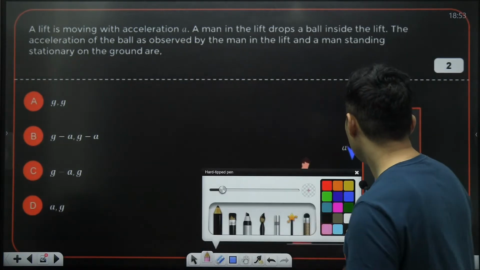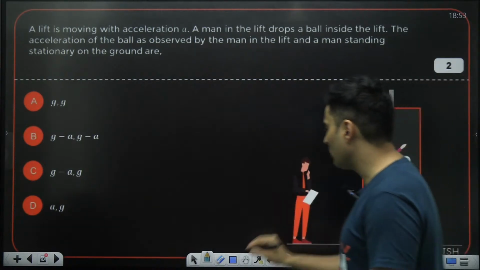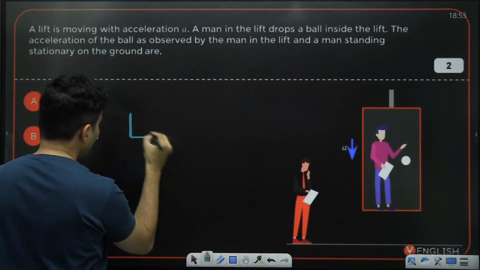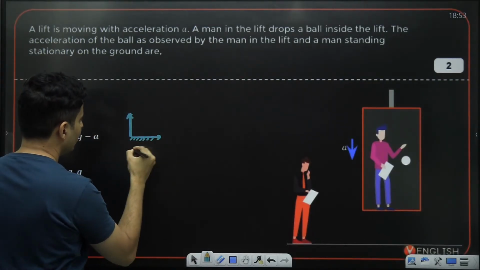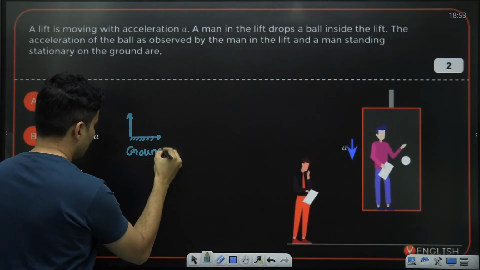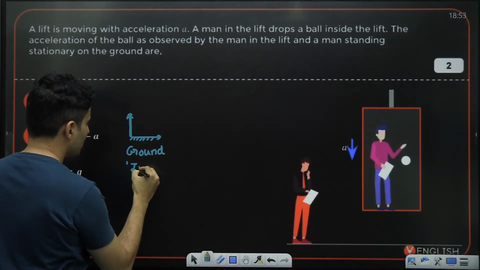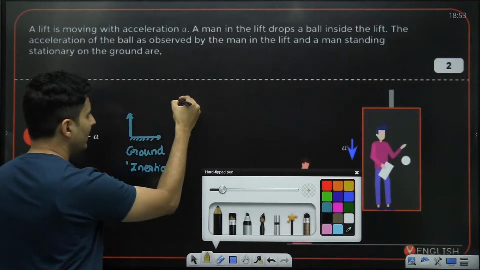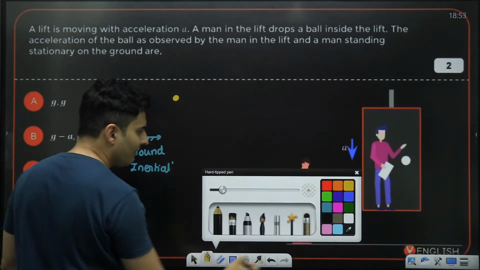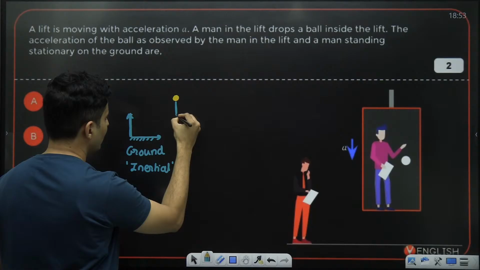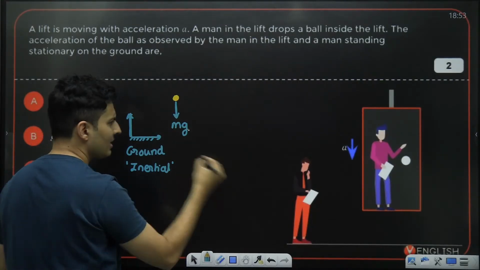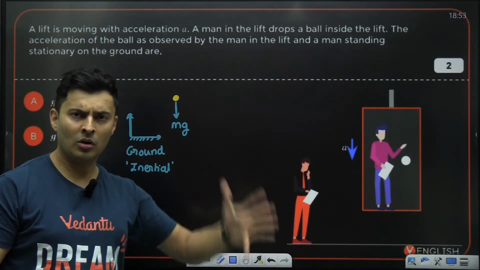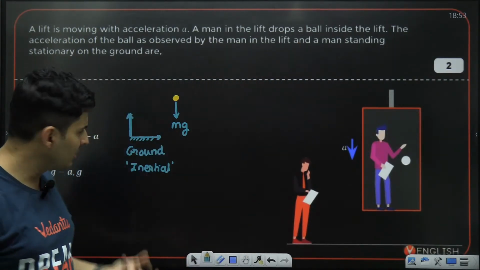Amazing question. Tell me, for the ground observer, which is obviously inertial in nature, if you draw the free body diagram of the ball, there is only one force on it, and that singular force is mg, nothing else. The ball is not touching anything, no force of tension, spring, normal, some miracle force, nothing is there.